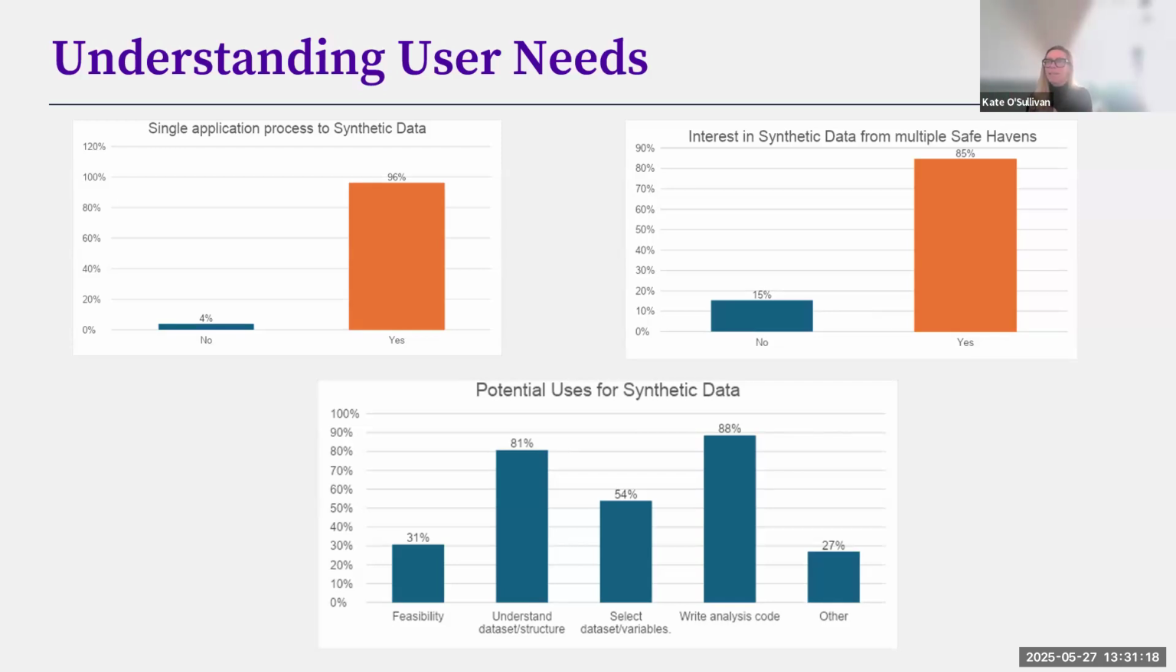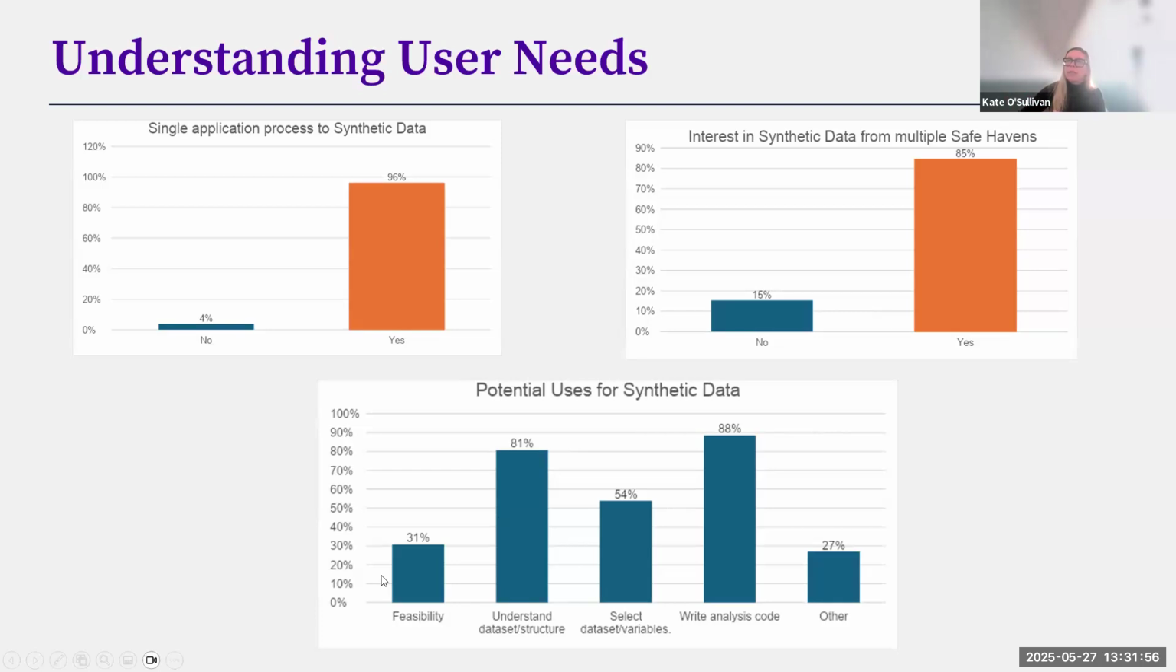81% wanted to understand the data set and structure. This is largely because the data is held within airlocked environments. Researchers can't see the data itself. And so oftentimes when they're choosing data sets and variables, they're really struggling to know exactly which data set, which variable to choose, and also the data types that sit behind it, the distribution of values, etc. They also wanted help to select data sets and variables.